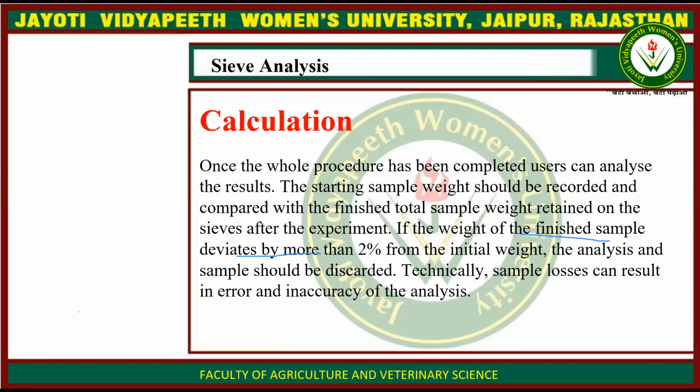Once the whole procedure has been completed, users can analyze the results. The starting sample weight should be recorded and compared with the finished total sample weight retained on the sieves after the experiment. If the weight of the finished sample deviates by more than 2% from the initial weight, the analysis and samples would be discarded. Technically, sample losses can result in error and inaccuracy of the analysis.